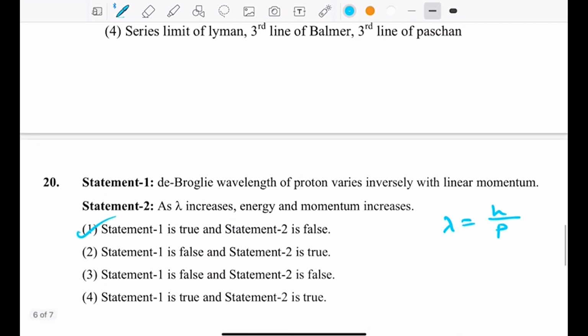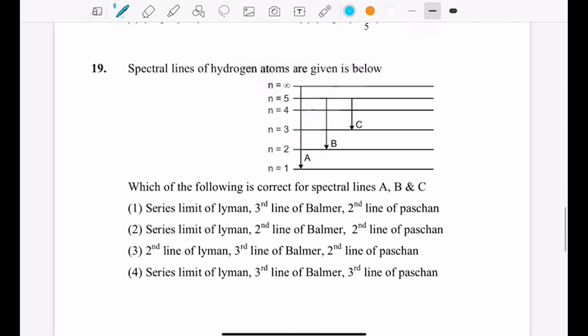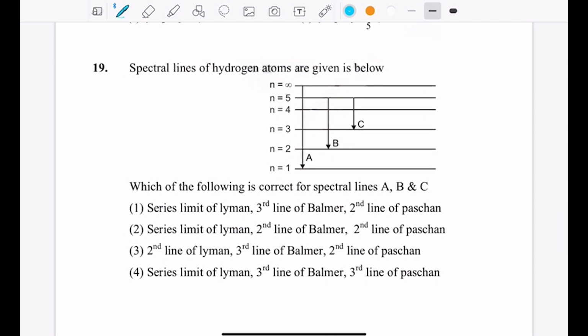So 21. Next. Spectral lines of hydrogen atom are given below. Series limit of Lyman series. Which of the following is correct for the spectral lines A, B, C? Yes, this is Lyman series. This is Balmer series. This is Paschen series. So now A is infinity to 1, so it is a series limit. Yes, series limit of Lyman.